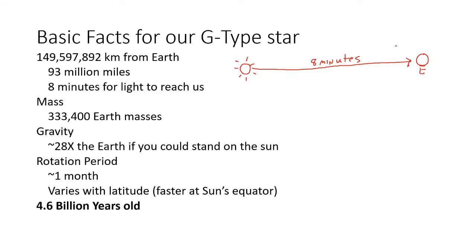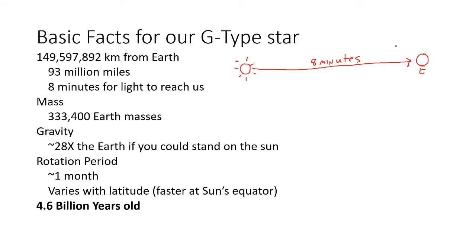The sun is really heavy. It's about 333,000 Earth masses. So you could easily put all the planets of the solar system inside the sun, and you wouldn't be anywhere near close to the mass of the sun. You can't stand on the sun, but if you could, gravity would be about 28 times the pull of gravity that you and I feel right now. So it would probably squash us.